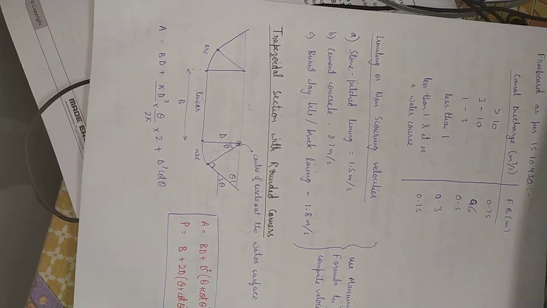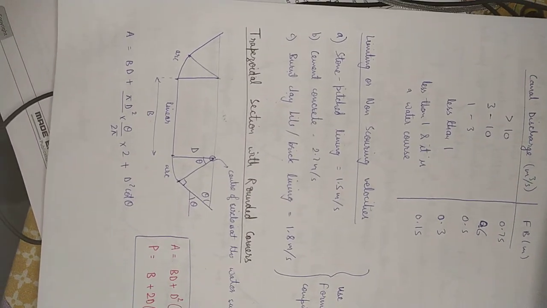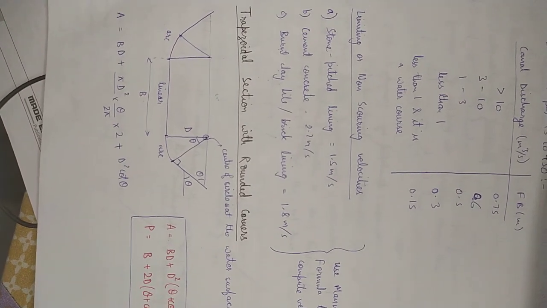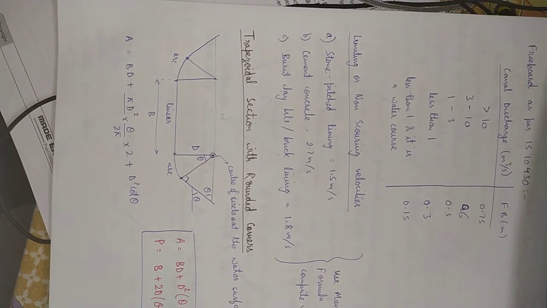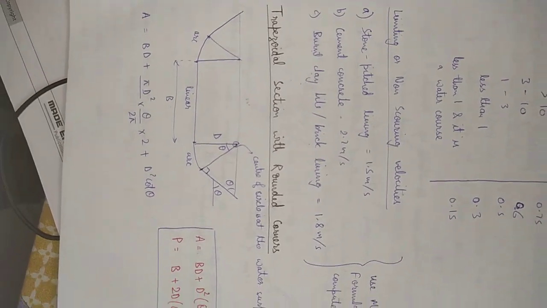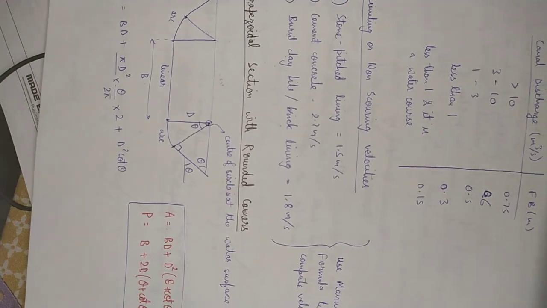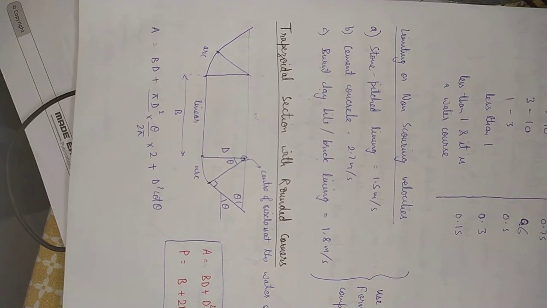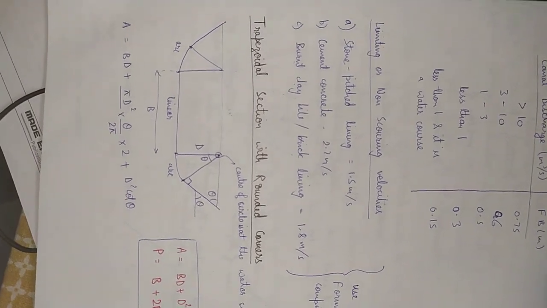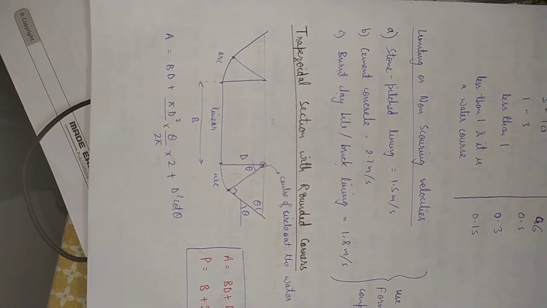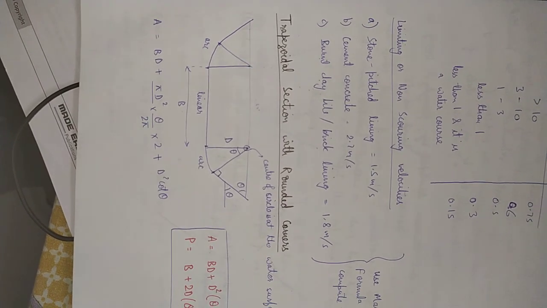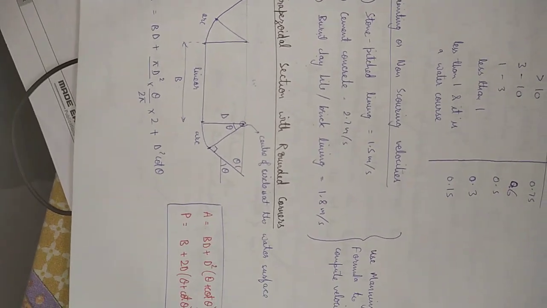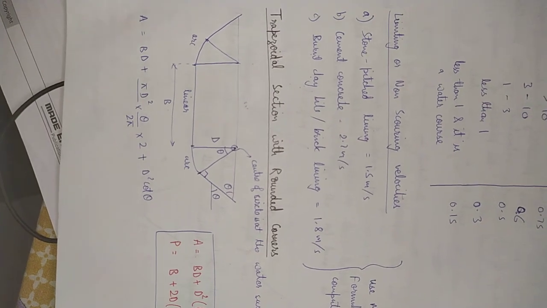Now, there is a limit on the non-scouring velocities of channels that are made of different materials. That is, if the channel is stone pitched lining, then the non-scouring velocity is 1.5 meter per second. If the channel is made up of cement concrete, then it's 2.7 meters per second. And if the channel is lined with burnt clay tile or it's lined with bricks, then it is 1.8 meter per second.